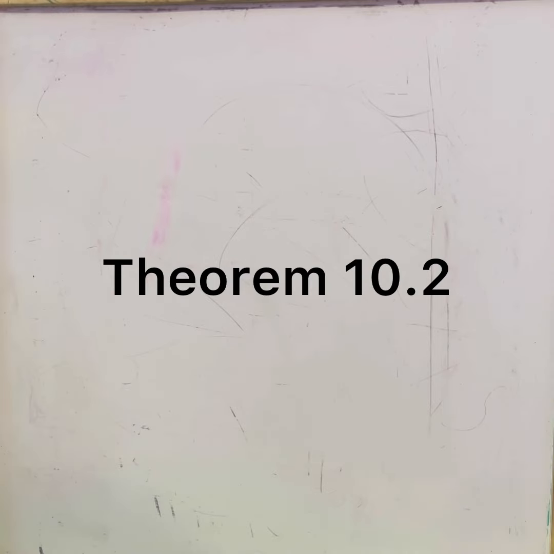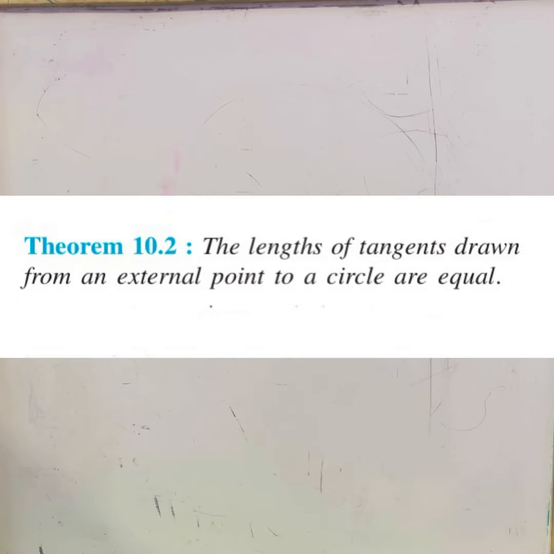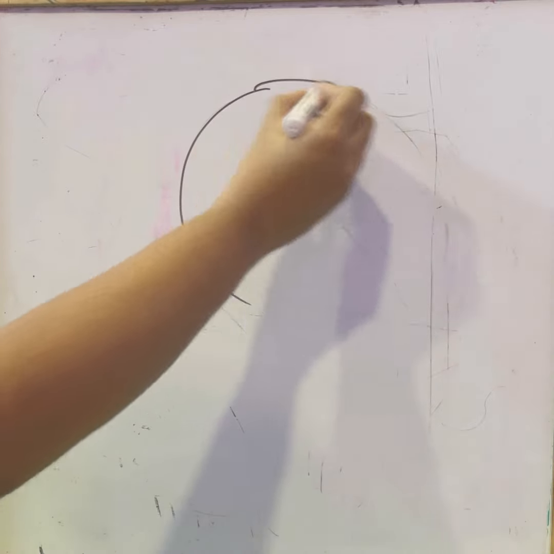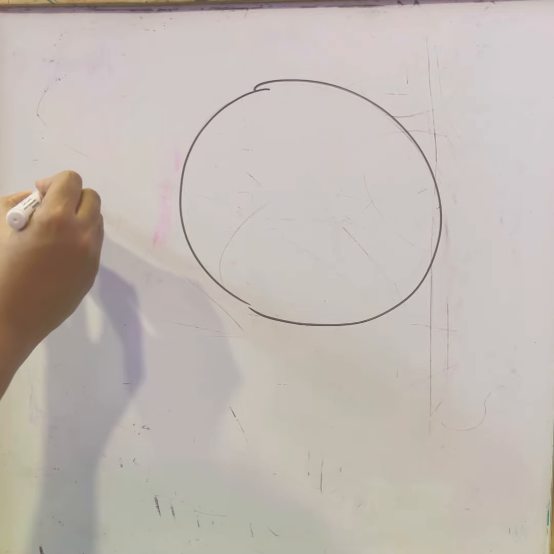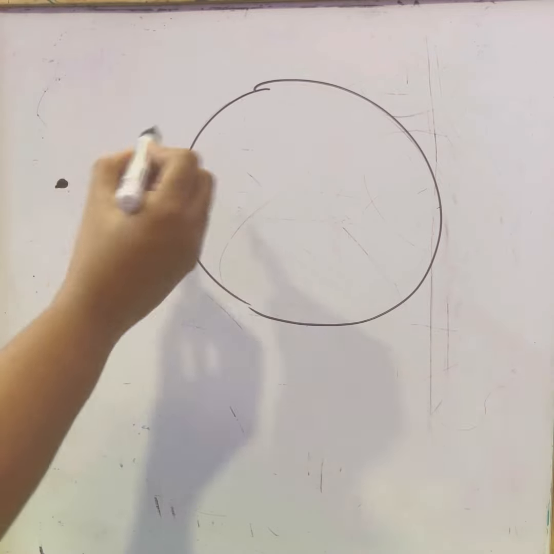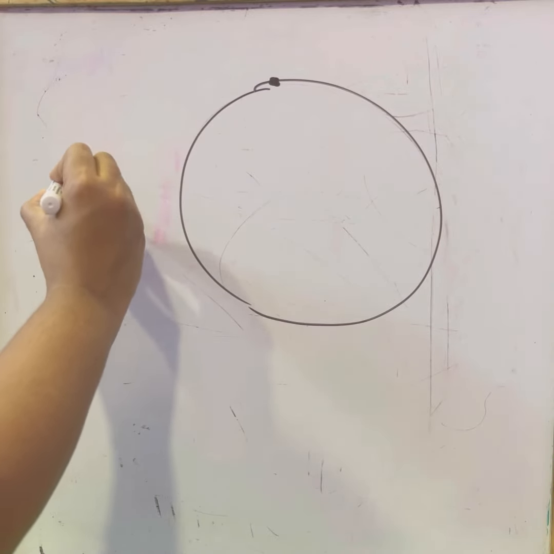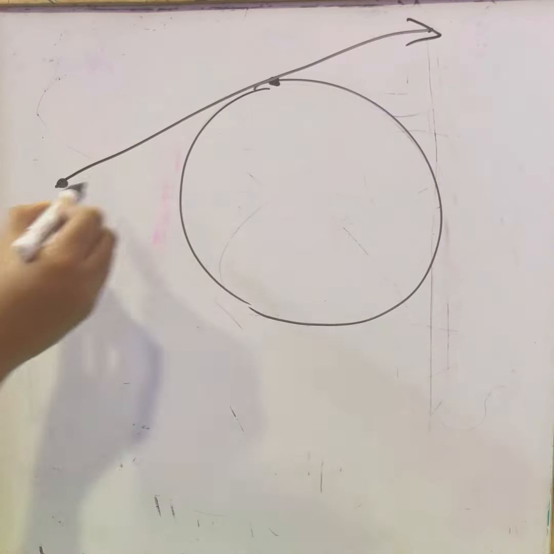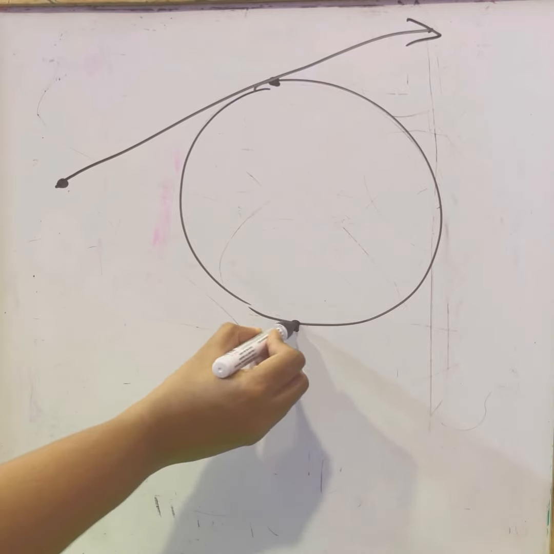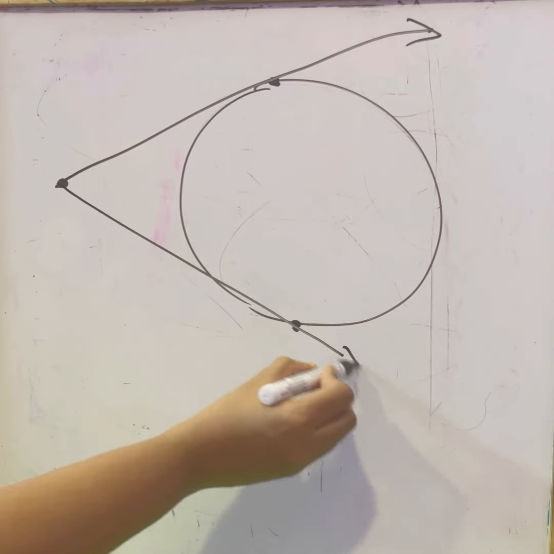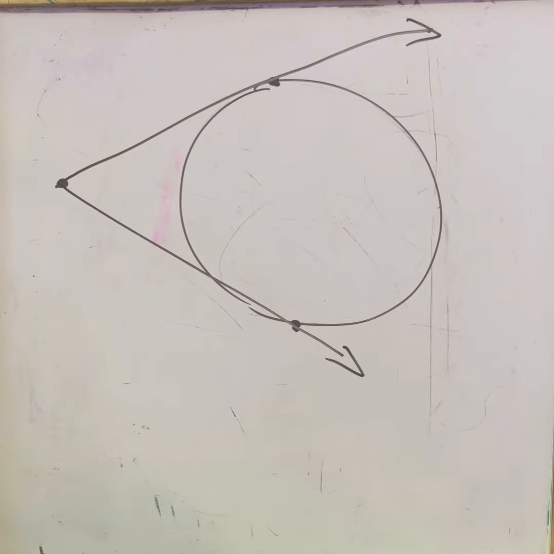Here XY is parallel to AB. Now let us check theorem 10.2. It states that the lengths of tangents drawn from an external point to a circle are equal. That is, in a circle, from an external point, we are drawing two tangents. Tangent means we will have one intersecting point. So from this point we are drawing a tangent, and also from this point we are drawing another tangent. Here we have to prove that this length and this length are equal. That is theorem 10.2.